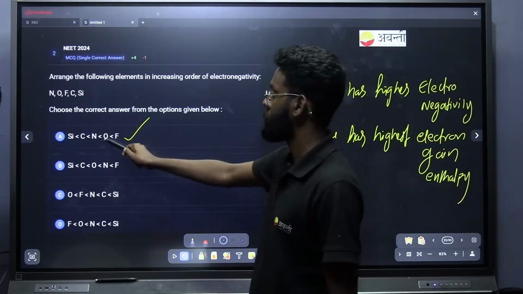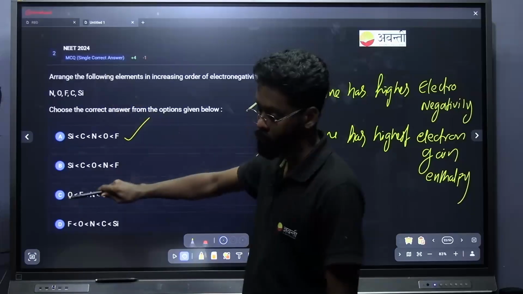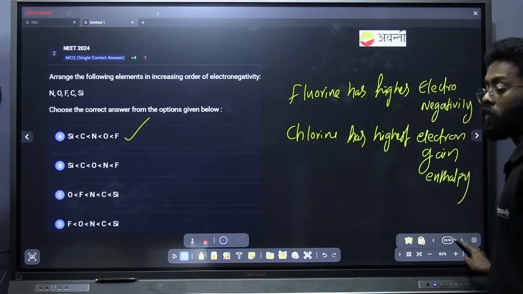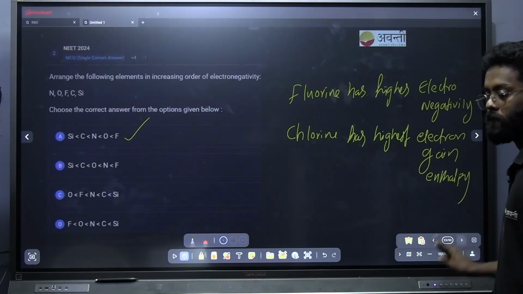First fluorine, then oxygen, then nitrogen, then carbon, silicon. Going from top to down, electronegativity decreases. Shall I move to the next?